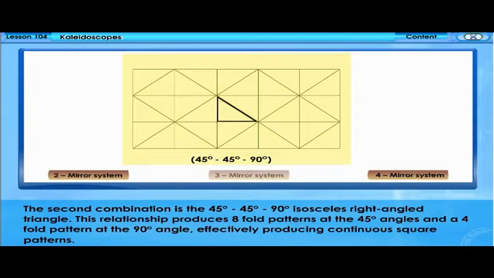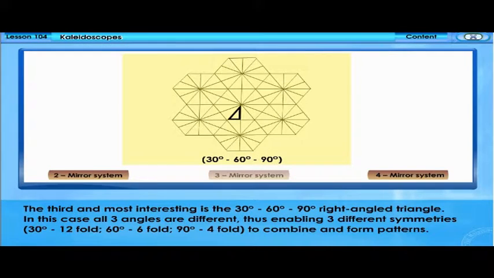continuous square patterns. The third and most interesting is the 30-degree, 60-degree, and 90-degree right-angle triangle. In this case, all three angles are different, thus enabling three different symmetries: 30 degrees, 12-fold, 60 degrees, 6-fold, 90 degrees, 4-fold, to combine and form patterns.